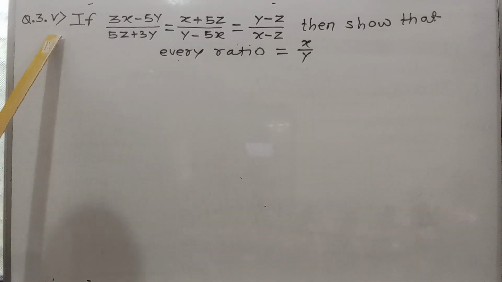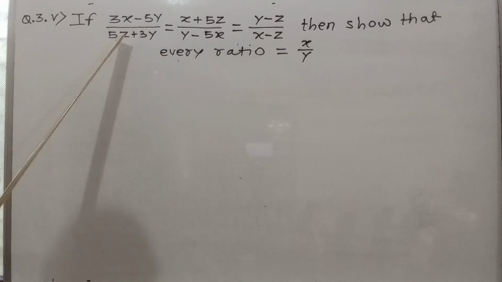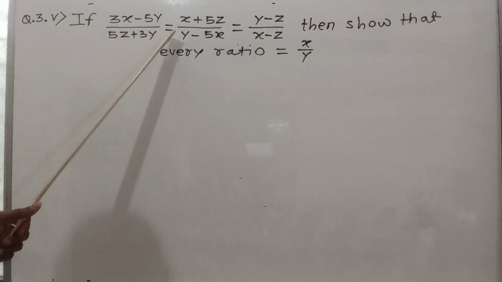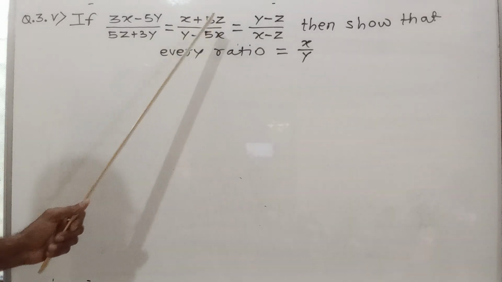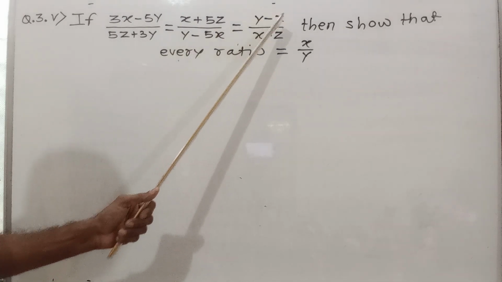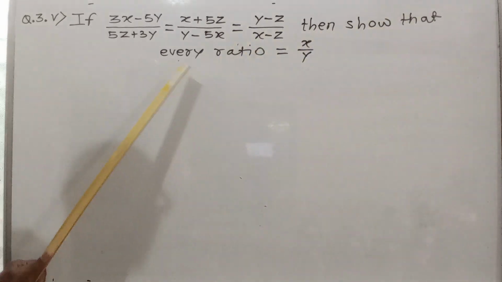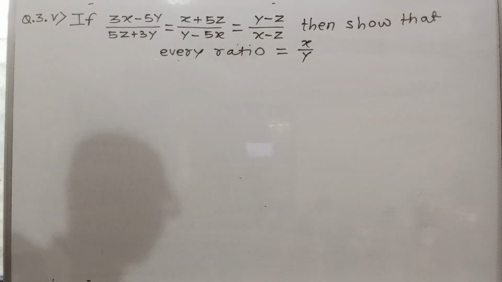Question number 3, example number 5. If (3x minus 5y) upon (5z plus 3y) is equal to (x plus 5z) upon (y minus 5x) is equal to (y minus z) upon (x minus z), then show that every ratio is equal to x upon y.